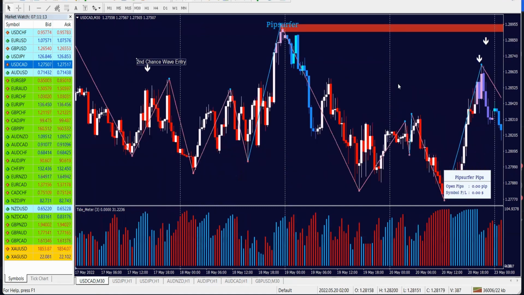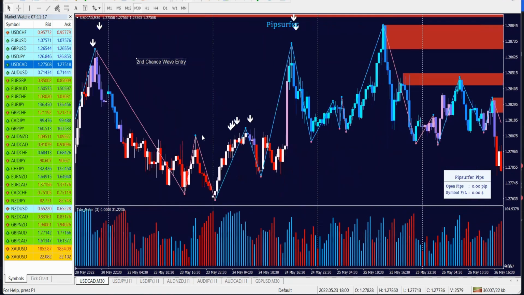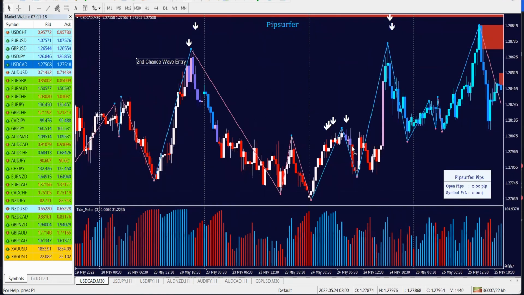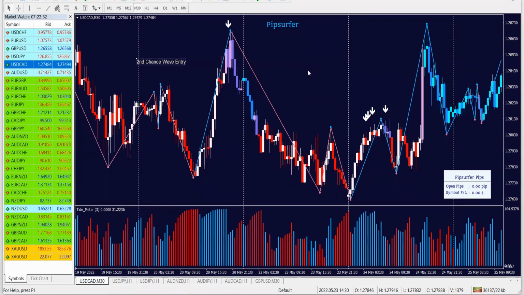Same thing for a buy. If you have a higher high before a buy, that's what's most important for buy entries. So this is the wave entry for Pipsurfer. Test it out on your account. So that covers the entries. So now for the trade management.